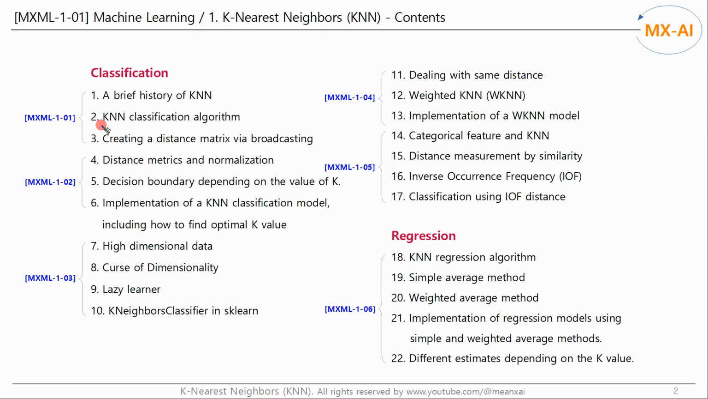So far, we have looked at the basic algorithm of KNN and written a code to perform classification using KNN. In the next video, we'll look at different types of distances, decision boundary, and the optimal value of K.